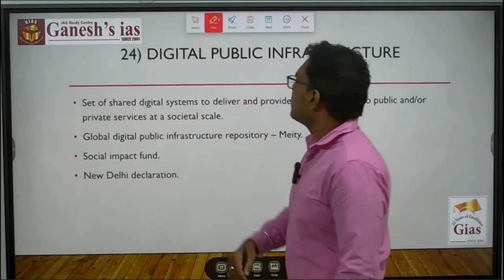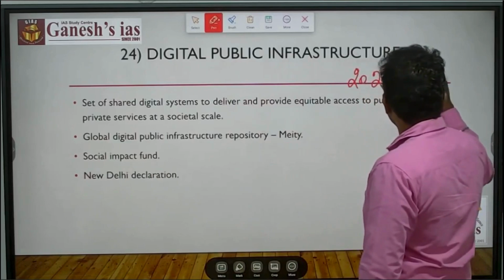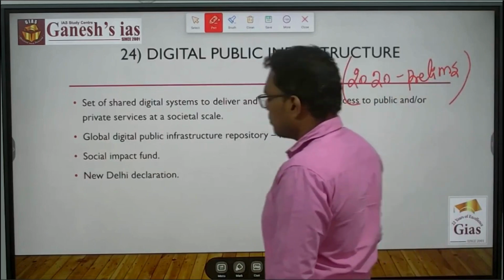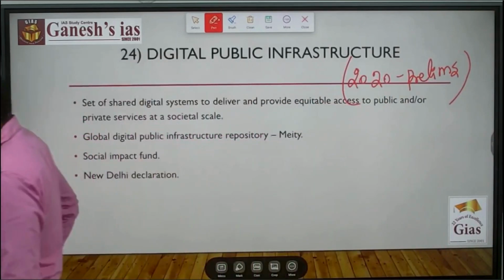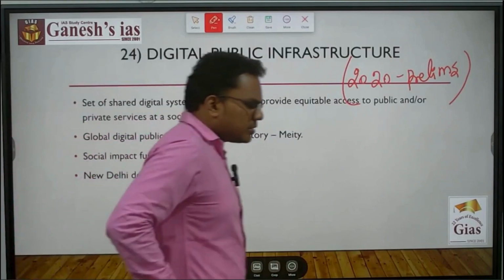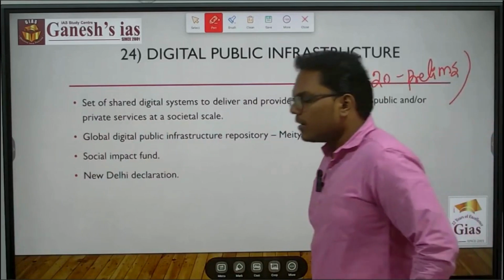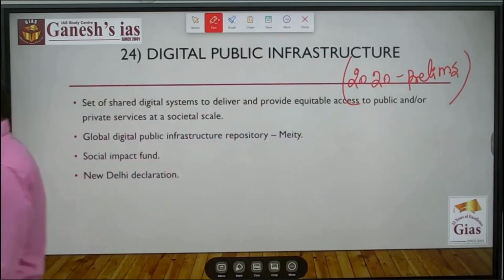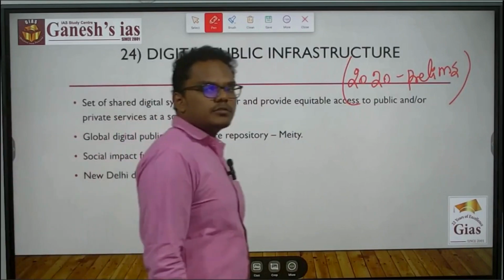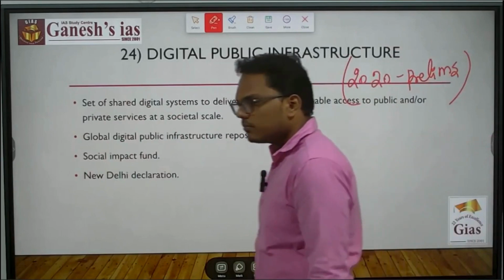Next is digital public infrastructure. This term was asked in the 2020 prelims because that year the economic survey had discussed this term. So this question was directly from the economic survey. So if you have any new terms that are discussed in the economic survey, just get hold of those terms, try to understand what those terms are. If you're not understanding, just Google search them.